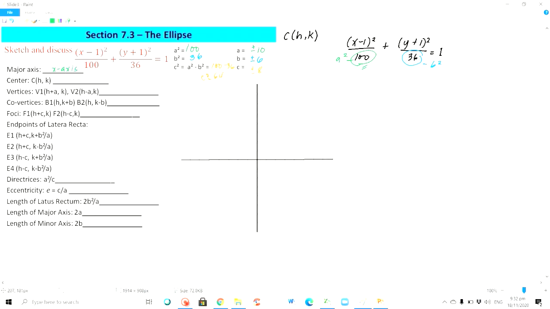Now, for the HK, so we write that as 1. And this one is y minus minus 1. Kaya negative 1 yung center po natin.